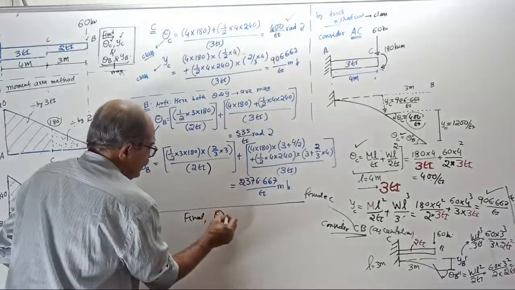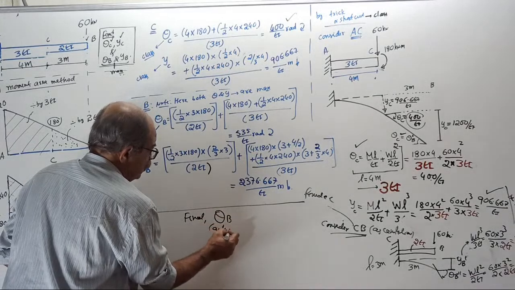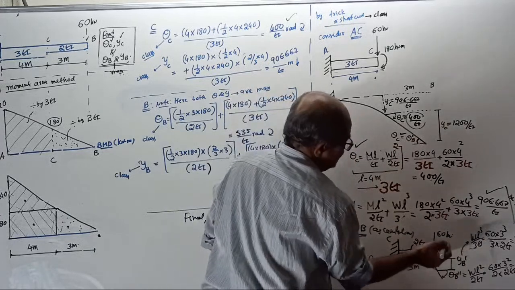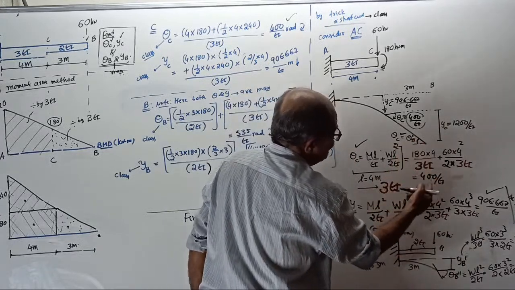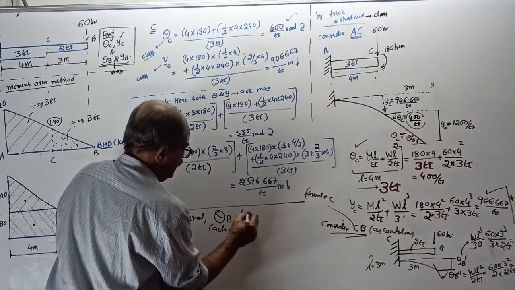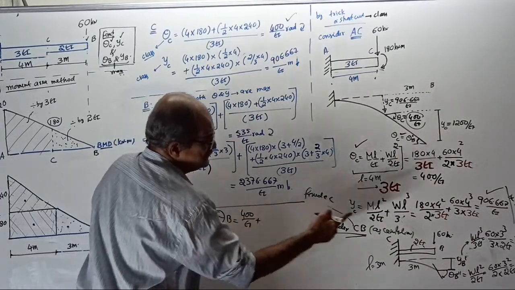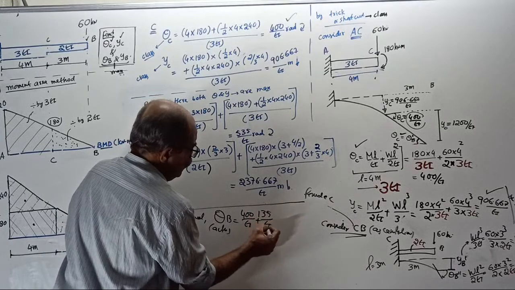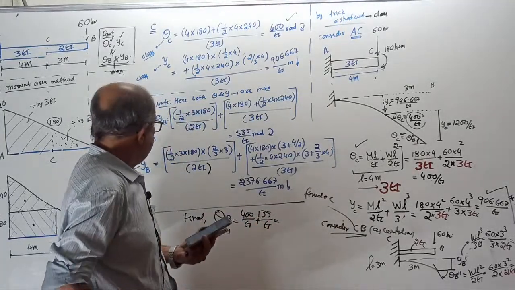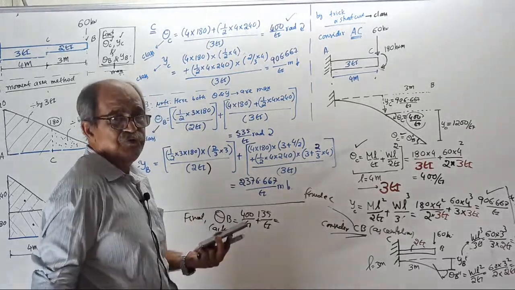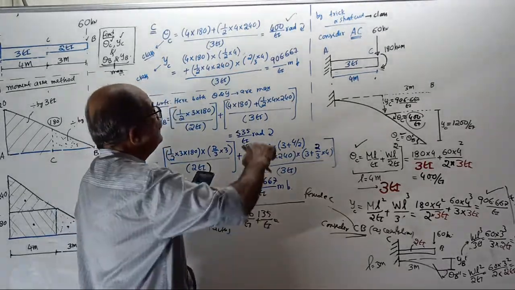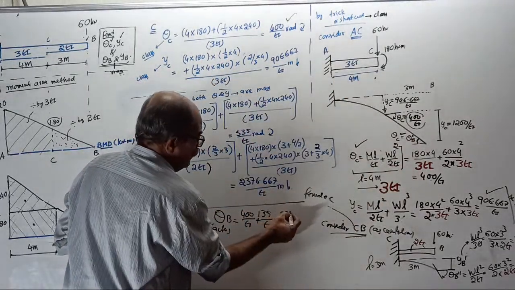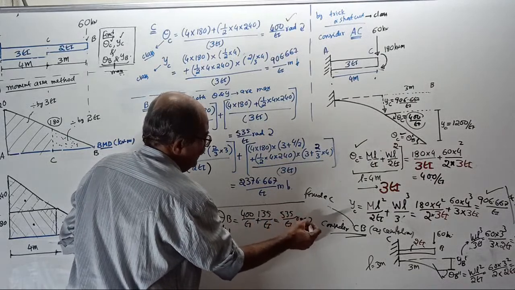Now lastly, final value. The actual theta at B equals whatever theta B you got here, that you call theta B double dash. Whatever theta B dash you got, 400 by EI, plus extra rotation of 135 by EI. How much is the answer? 400 plus 135. Final answer: 535 by EI radians clockwise, exactly tallying.